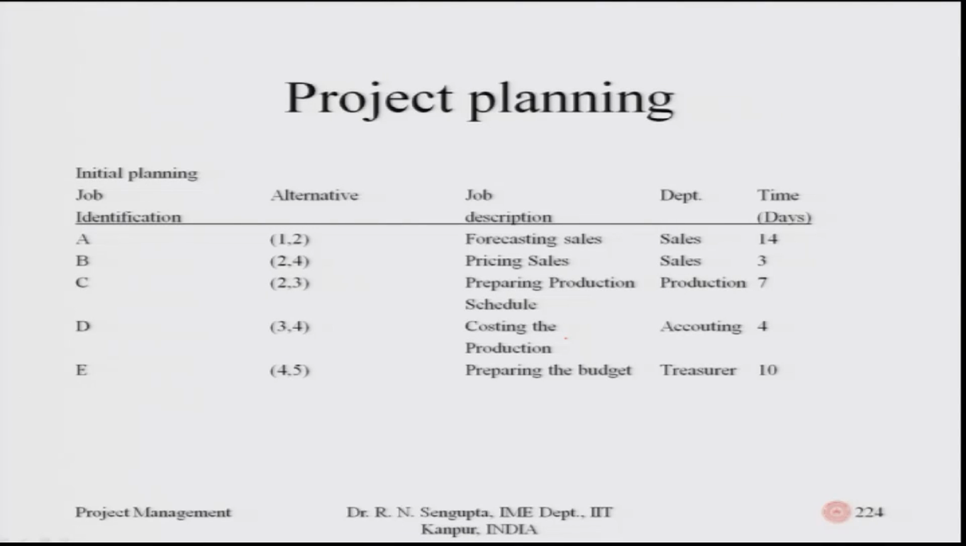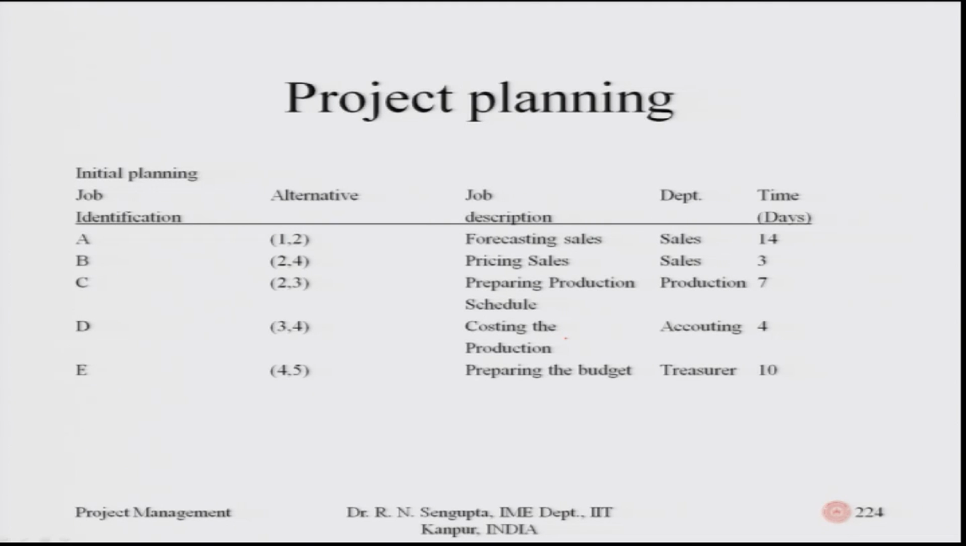Consider the first, second, third, fourth, fifth columns. The first column has the heading of initial planning, job, and the identification, which are marked as A, B, C, D, E. An alternative way of denoting these jobs can be not A, B, C, D, but the start and the end number, like 1, 2 for A, or 3, 4 for D. How the numbering has been done, we will understand once we see the diagram.